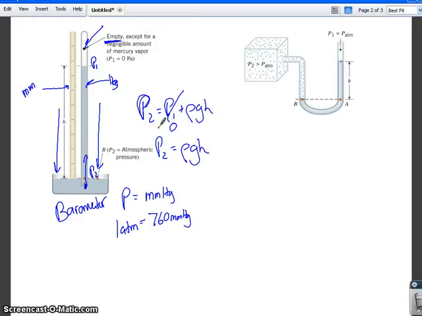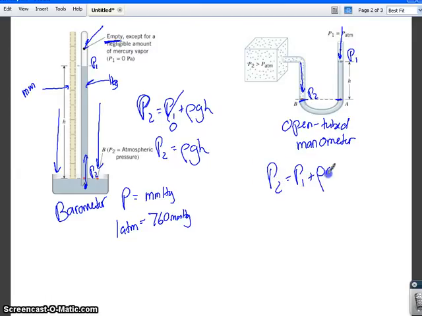This is called an open tube manometer. It measures the pressure of this fluid or this gas inside this container. So when this container is empty or there's no pressure, these fluids here are level. And when this exerts a pressure greater than the atmosphere, because the atmosphere is pushing down here, and this one's pushing down here, this is like P1, and this is like P2. So P2 equals P1 plus rho gh.